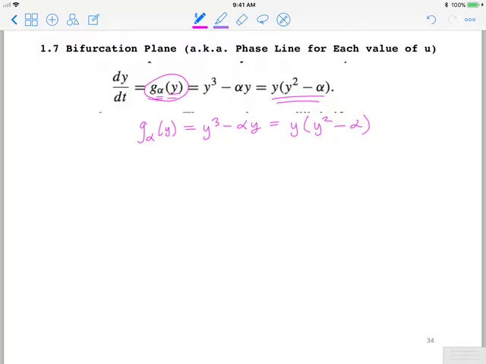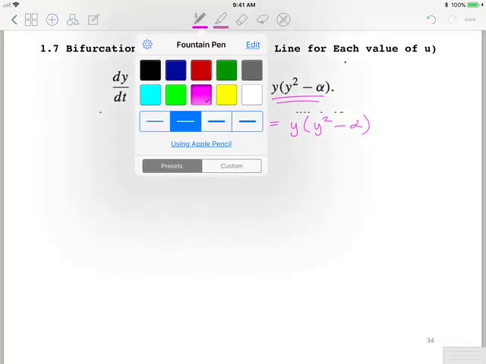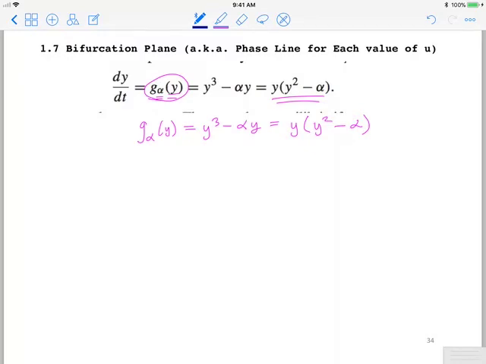Okay. It's always a good idea when you're trying to wrap your mind around a new differential equation with a parameter, so trying to get into a bifurcation plot, to just try a couple of values of alpha. There are several obvious candidates here. Alpha equals 0 is usually an interesting one to look at.